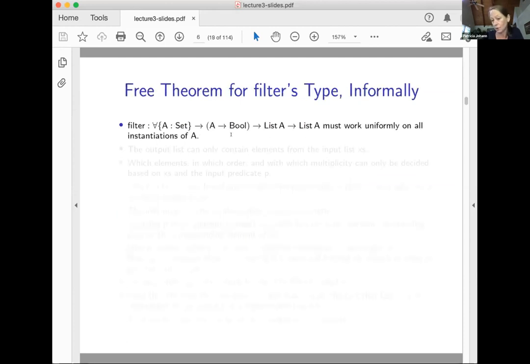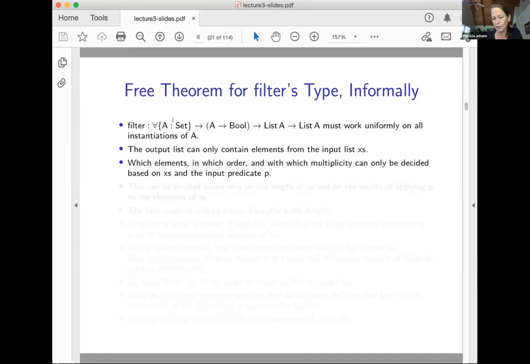Okay, so let's see how that works. Again, this is an informal description. Later on, we'll see this in a more formal way, but let's see it informally. So here's my filter function, which I'm calling filter still, but of course, we're thinking about any function that has this type, right? So even when I say filter, you should be maybe thinking like something purporting to be filter, pretend filter or fake filter or something. So you have this function that has this particular type, and we know it has to work uniformly on all the different instantiations of A. So that means that the output can only contain elements from the input list. It's the only thing I've got, right? That's going to be uniform over all the instantiations of A.